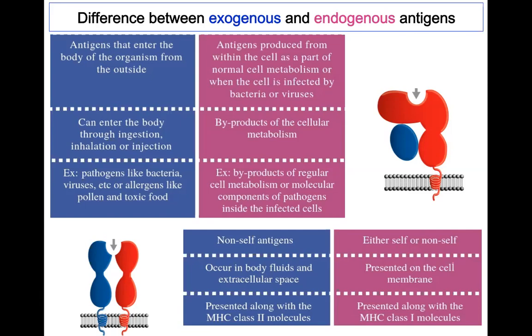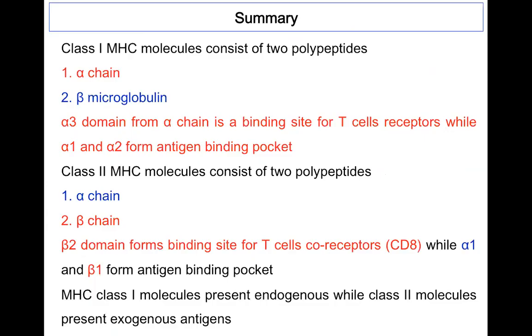Another important difference between these two antigens: one is non-self antigens, and the other is either self or non-self. Exogenous antigens occur in the body fluid and extracellular spaces. But endogenous antigens are present on the cell membrane. The exogenous ones are presented along with MHC class 2 molecules, as we mentioned earlier. And MHC class 1 molecules present the endogenous antigens. So here you can see the endogenous antigen molecules, and here we have the exogenous molecules.